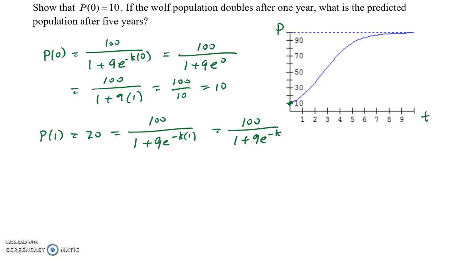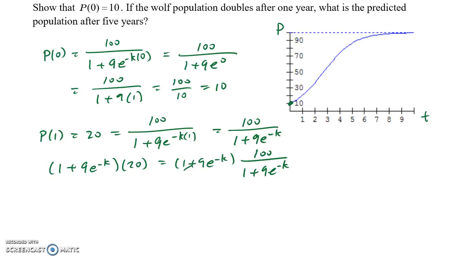So how do we solve for k in this case? Well, what we need to try to do is to isolate the factor e to the minus k. And the best way to do that in this case is to first eliminate the fraction. So what I'm going to do is multiply both sides of the equation by the denominator, 1 plus 9 e to the minus k. I'm going to multiply 20 by that, and then I'm going to multiply the right-hand side of the equation by that as well.